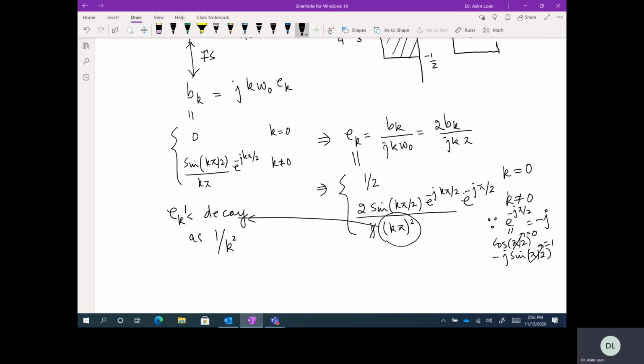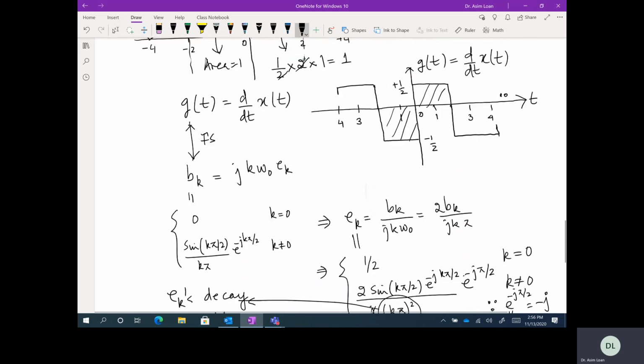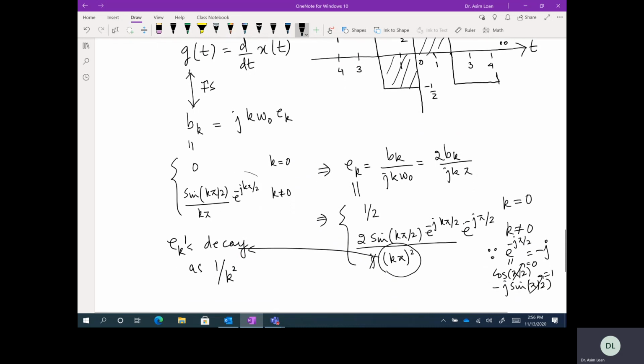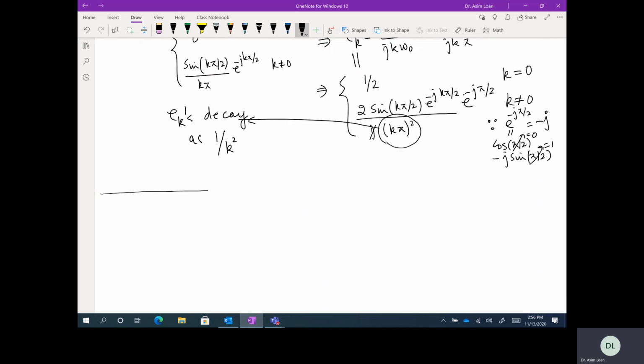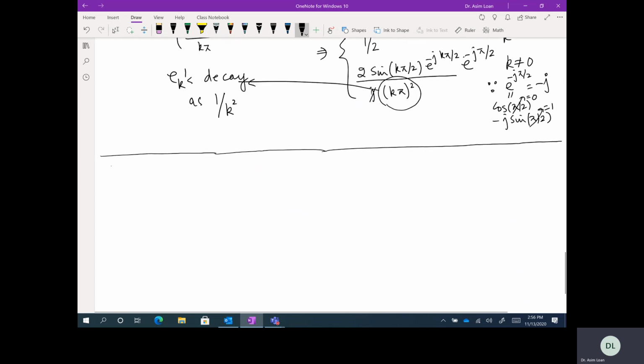Okay, good. Now I want to find this result, the result for the square pulse, using the properties. I don't want to use the analysis equation, but I want to use the properties. So the first example, I want to resolve without using the analysis equation. Okay, so let's see, how do I do that?